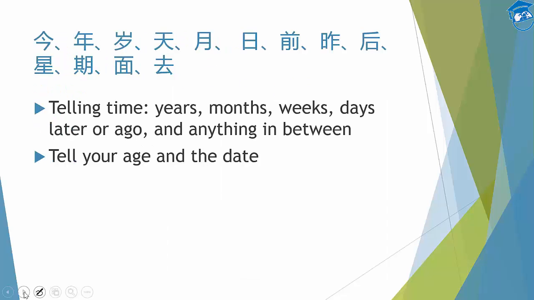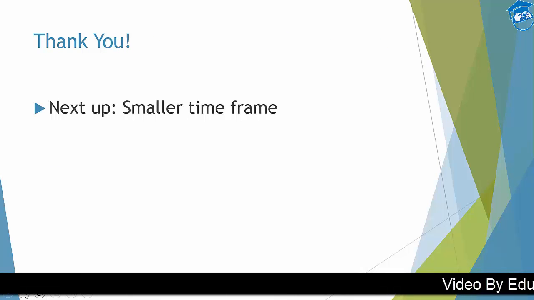Okay, so here's the summary of the lesson. You have learned all these Chinese words, and after this lesson, you should be able to tell the time from years, months, days, week, later, or ago, and anything in between, like today, or this year, or this month, and this week. Okay? You should also be able to tell your age, and also the date, today or tomorrow, or whenever you want.